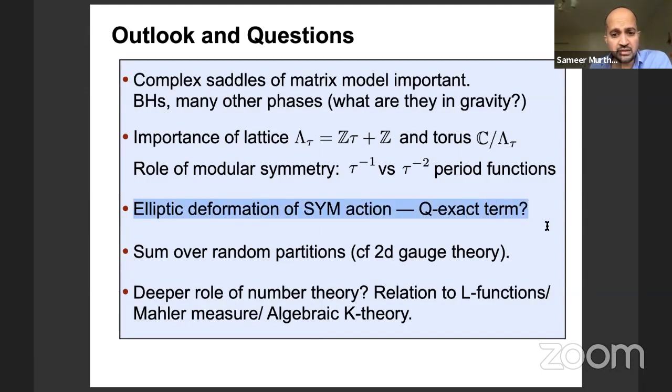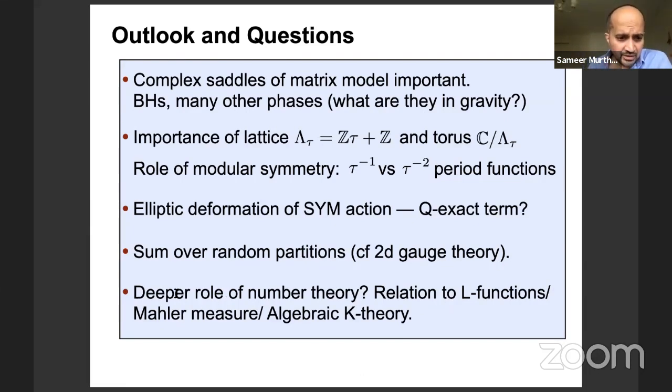Physics-wise, can we understand this elliptic deformation? My best guess is that it should be a Q-exact term. That would be nice. The fact that I could write the Yang-Mills theory as this index, as a sum over partitions with some random partitions, looks like two-dimensional gauge theory. And there's a very rich story, right? There's a phase transition, the Douglas-Kazakov phase transition and so on. So this is suggesting some story of that sort.